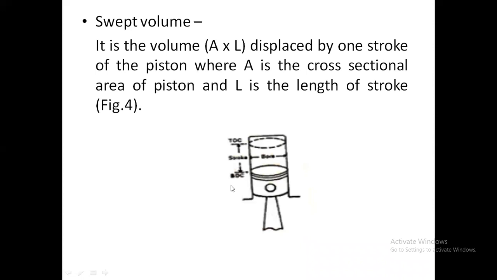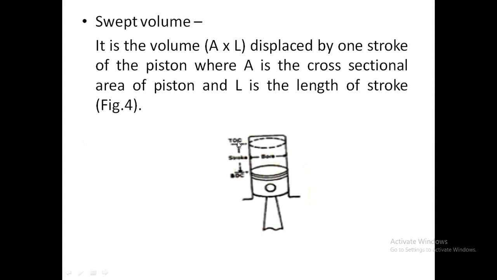And total cylinder volume is, from this upper edge up to the BDC. That much volume of the cylinder is the total cylinder volume. Then the volume between BDC to TDC is called the swept volume.